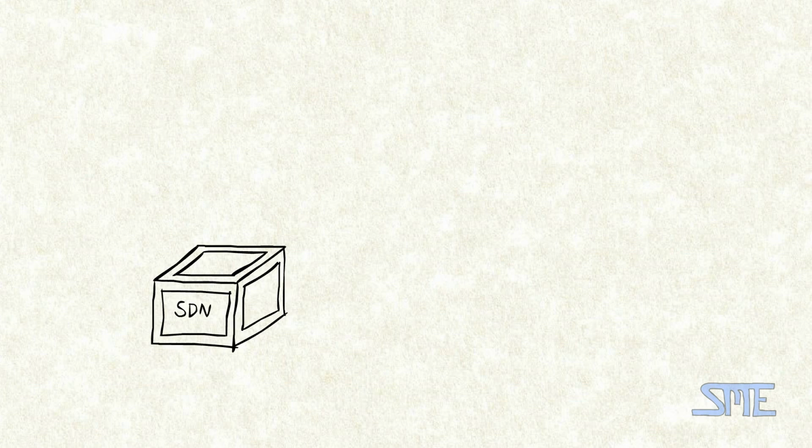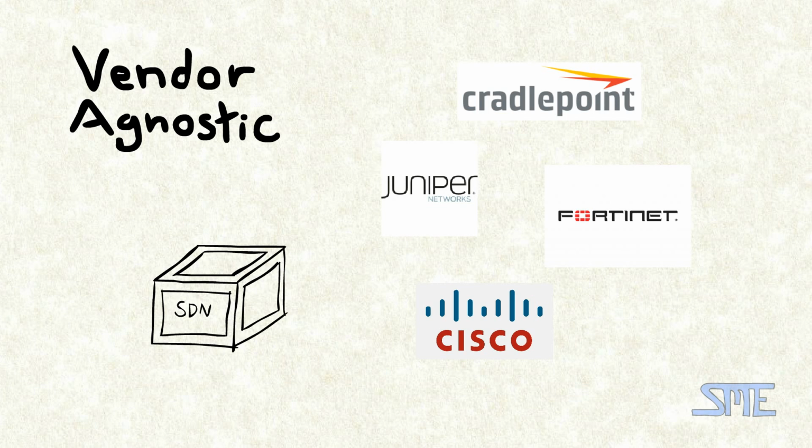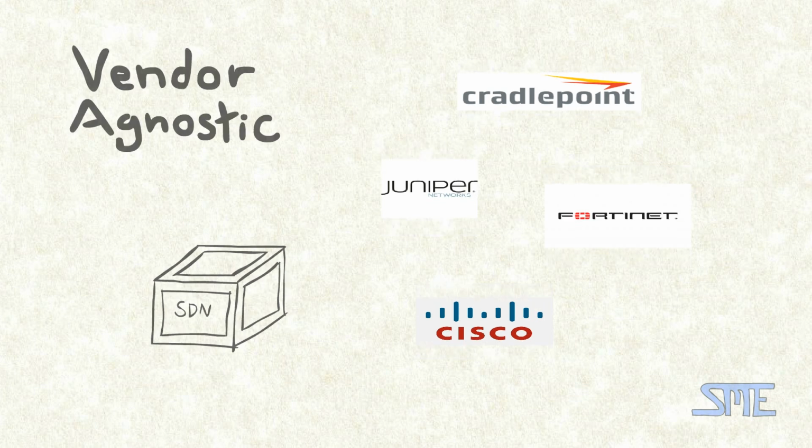SDN is a vendor agnostic solution. What this means is that the box dedicated for the network has the ability to virtualize different hardware from different manufacturers. SDN eliminates the problem of having to use only one vendor for the specialized hardware used in network functions.